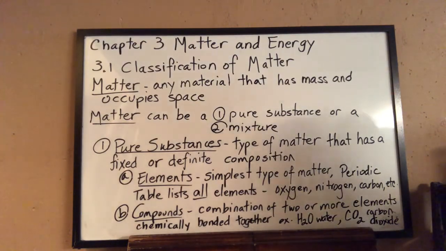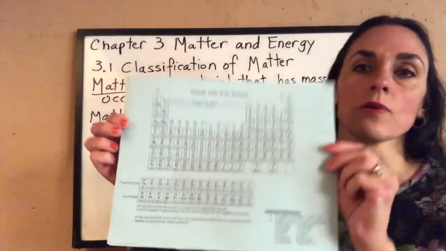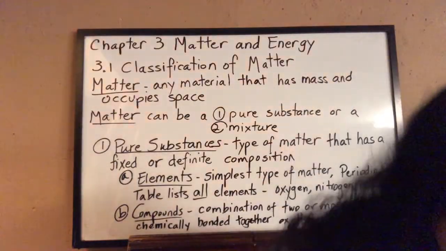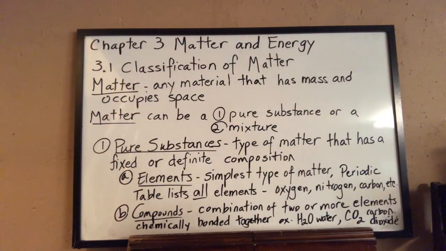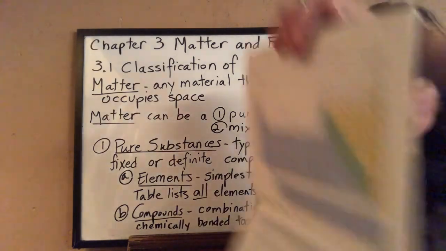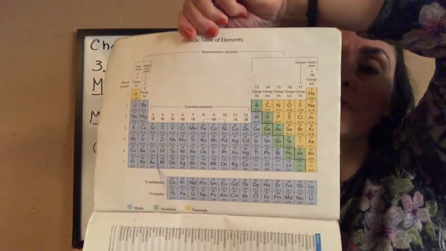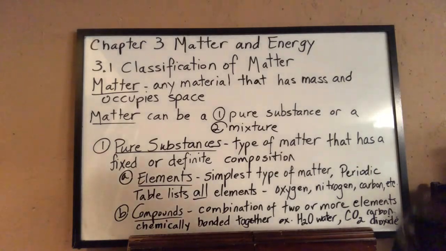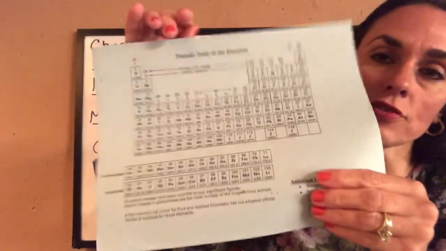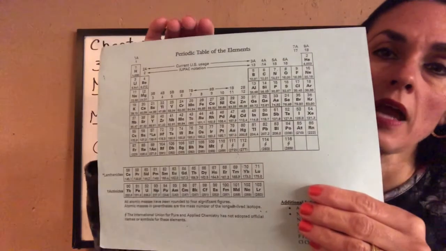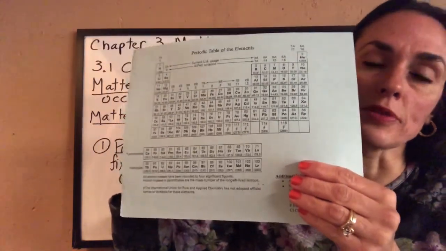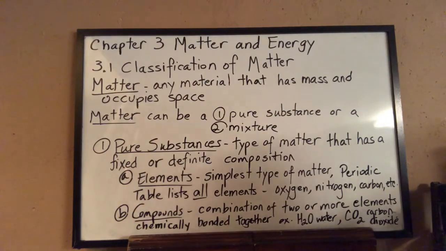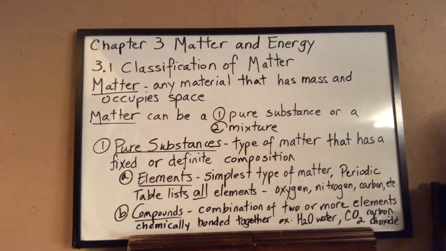Elements are the simplest type of matter, and the periodic table lists all of the elements. You have a periodic table in your textbook, the first page or the inside cover, right? And in chapter 4, we will be going into much more detail with the periodic table. I have this exact periodic table in Canvas also. You can print it out, but we'll really be looking at it in chapter 4. But the periodic table lists all of the elements.